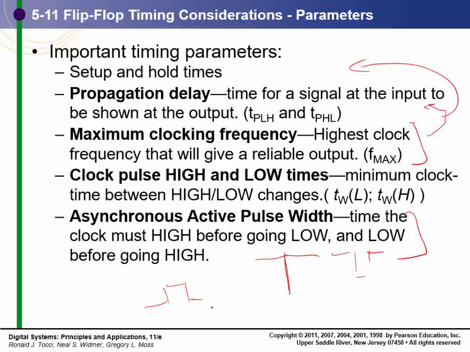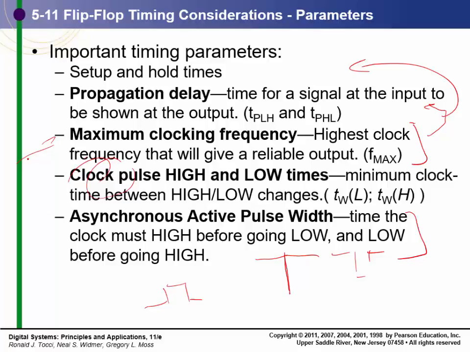Now most clocks are 50% duty cycle, so this parameter really doesn't come into play as much as this one here. When we say clocks are 50% duty cycle, it means they're on half the time and off half the time. So our maximum clock frequency will be such that we meet the high and low times. But it's possible that you may have a 10% duty cycle clock. There's nothing that says you can't.